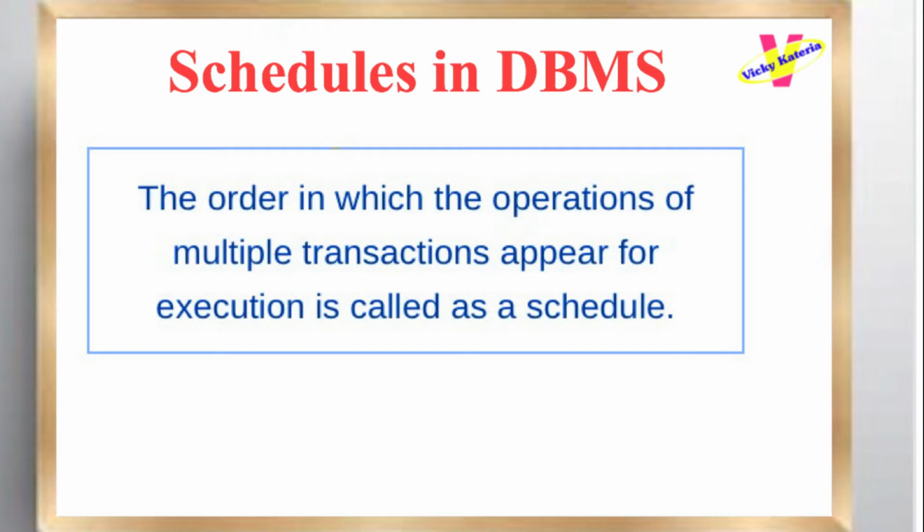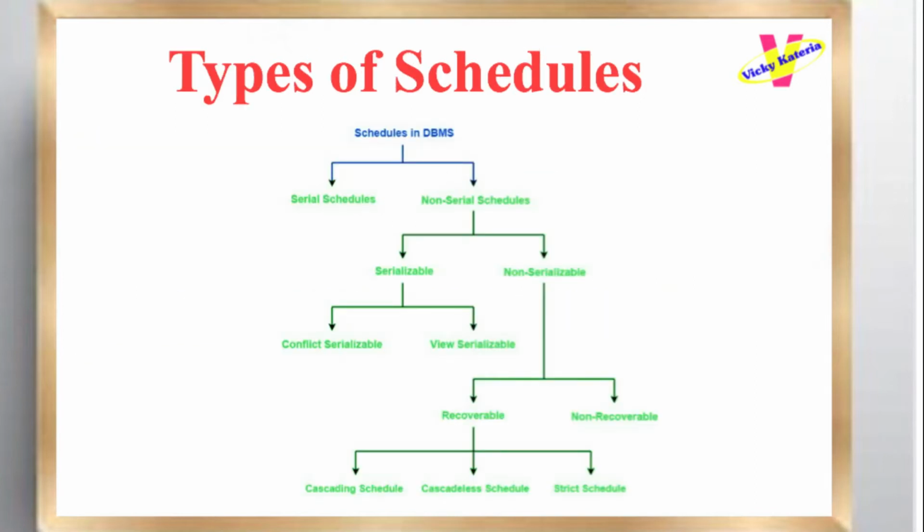Schedules in DBMS. The order in which the operations of multiple transactions appear for execution is called a schedule. Types of schedules. In DBMS, schedules may be classified as serial schedules and non-serial schedules. In this video lecture, we will discuss serial and non-serial schedules.